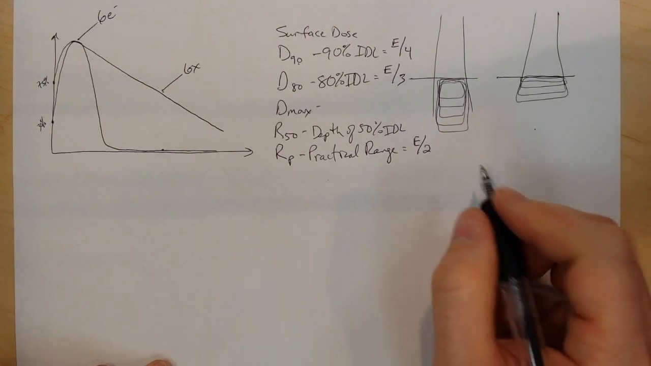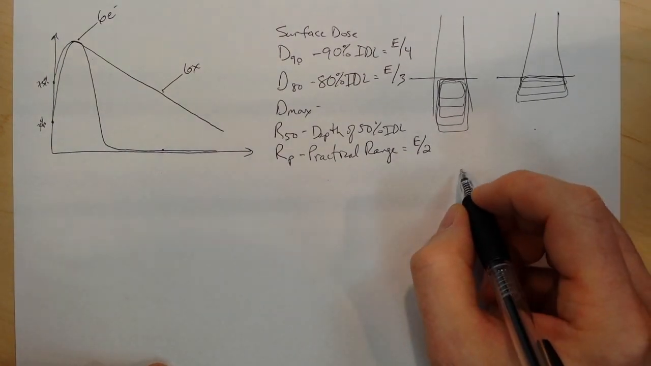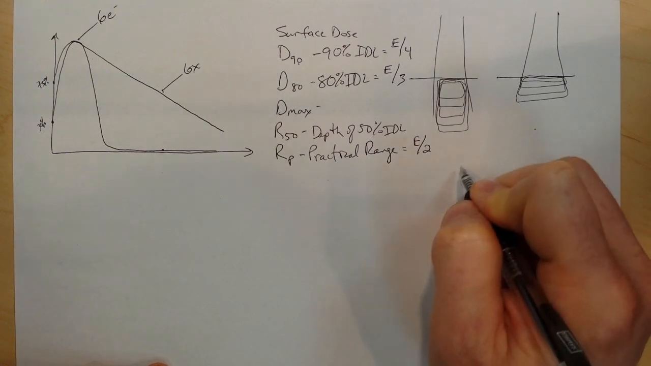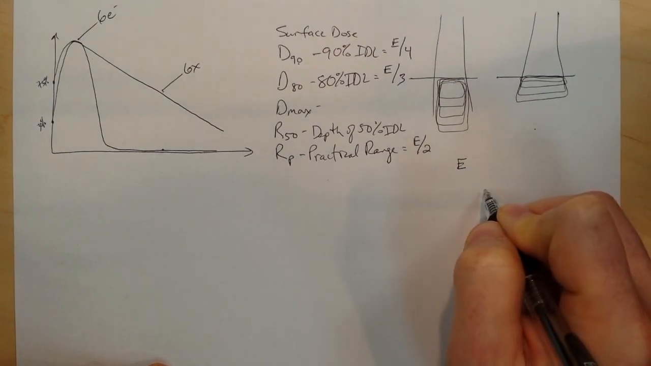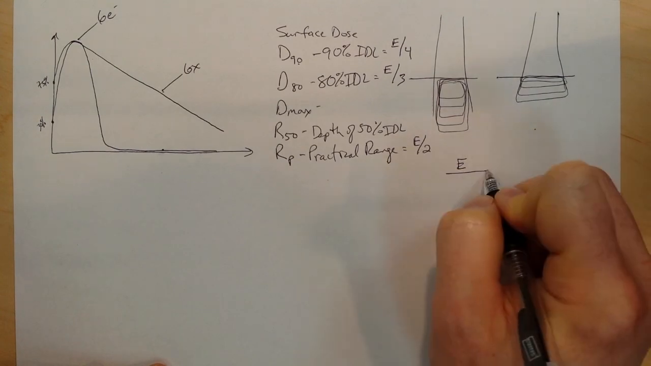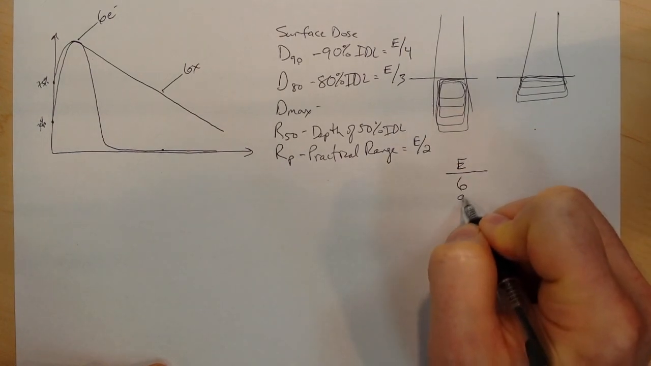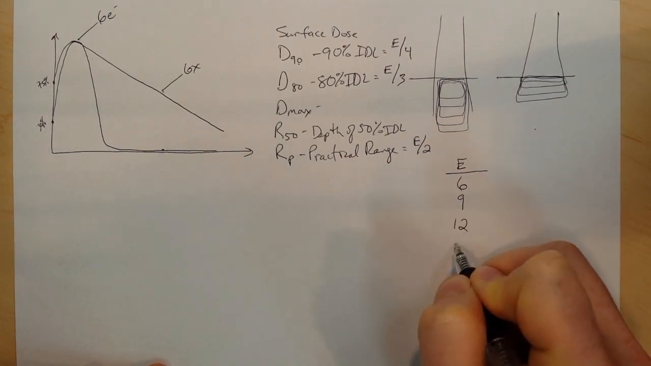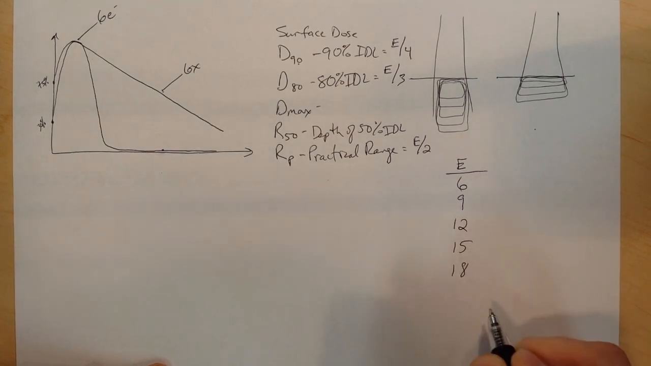So I would encourage you to build the following table out and verify it at your clinical sites as well. So we'll have electron energy, and 6, 9, 12, 15, and 18.